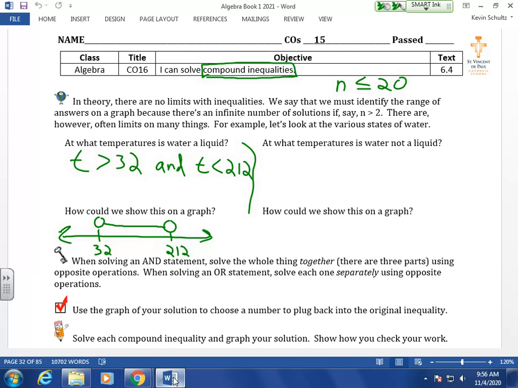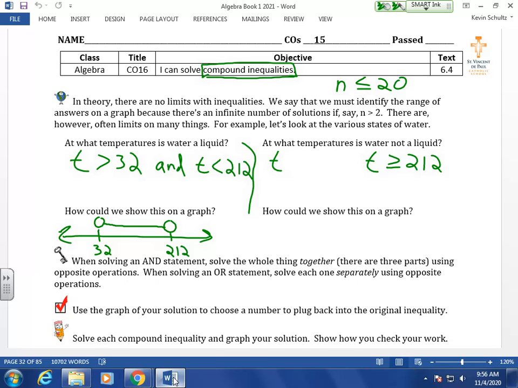Okay, so if the temperature is greater than or equal to 212, because at 212, it starts to boil, therefore it goes into a gas. Or what, William?